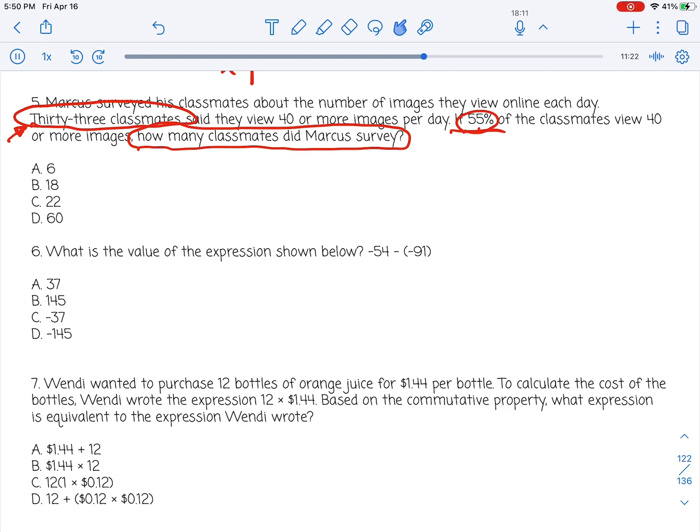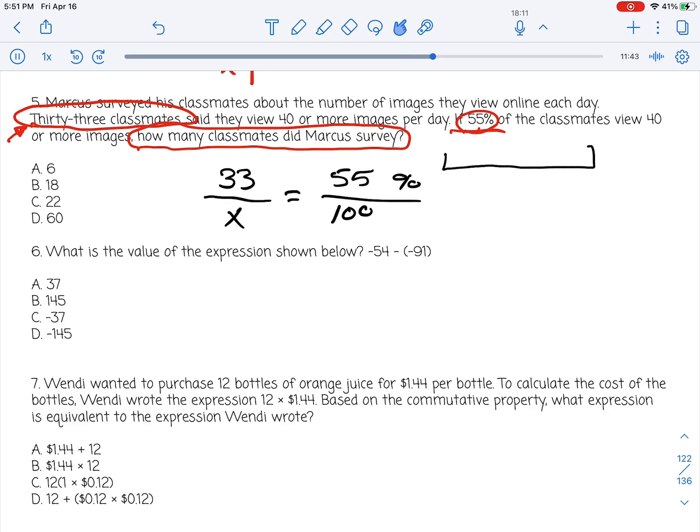So I have my percent, which is 55 over 100. And then I'm going to be looking for how many he surveyed in all, so that would be my whole, and then we're going to have 33. I can also use reasonableness to solve for this. I could make me a strip diagram if I needed to. Make sure that equals 100%. I'm trying to find what 100% is equivalent to.